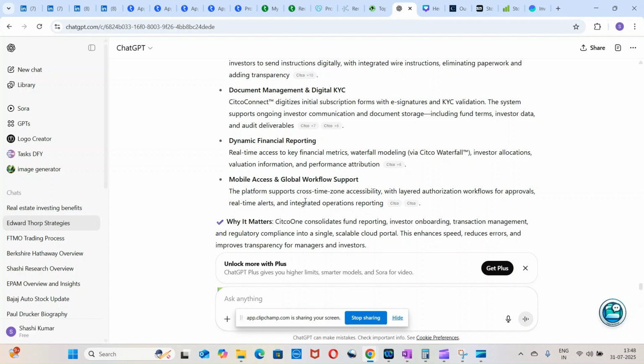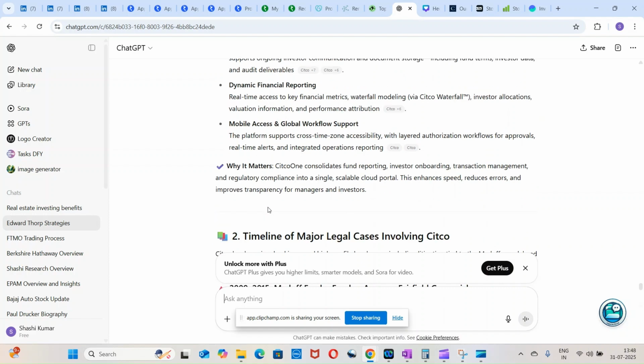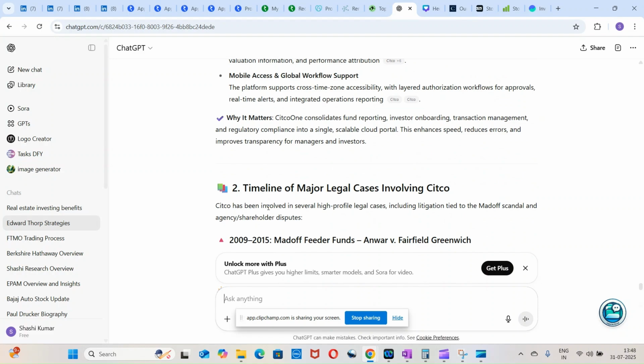The platform supports cross time zone accessibility with layered authorization workflows for approvals, real-time alerts, and integrated operations reporting. Why Citco One matters is that it consolidates fund reporting, investor onboarding, transaction management, and regulatory compliance into a single scalable cloud portal.